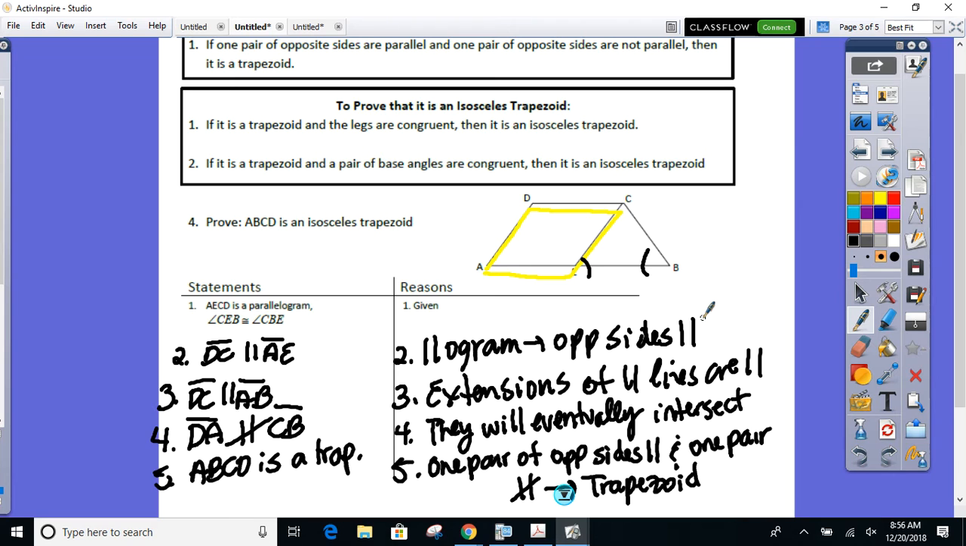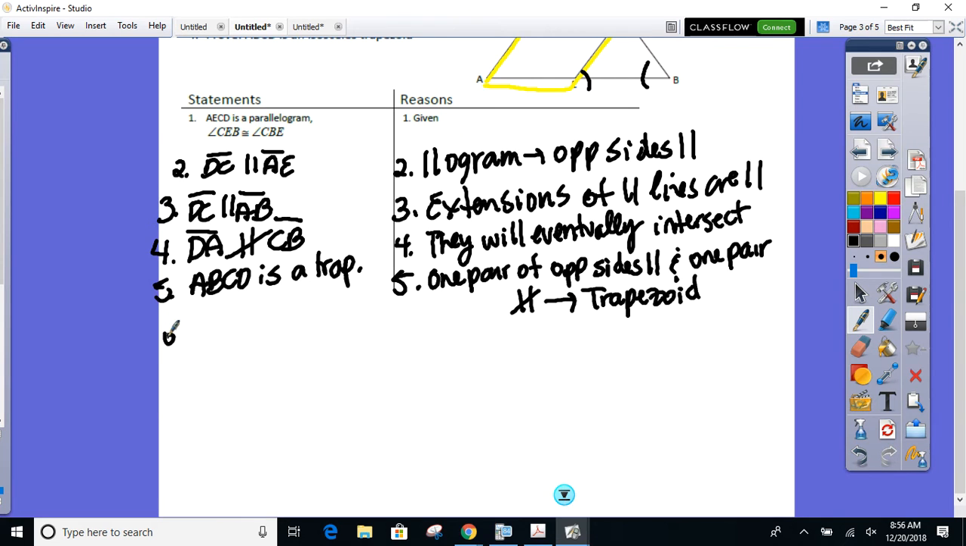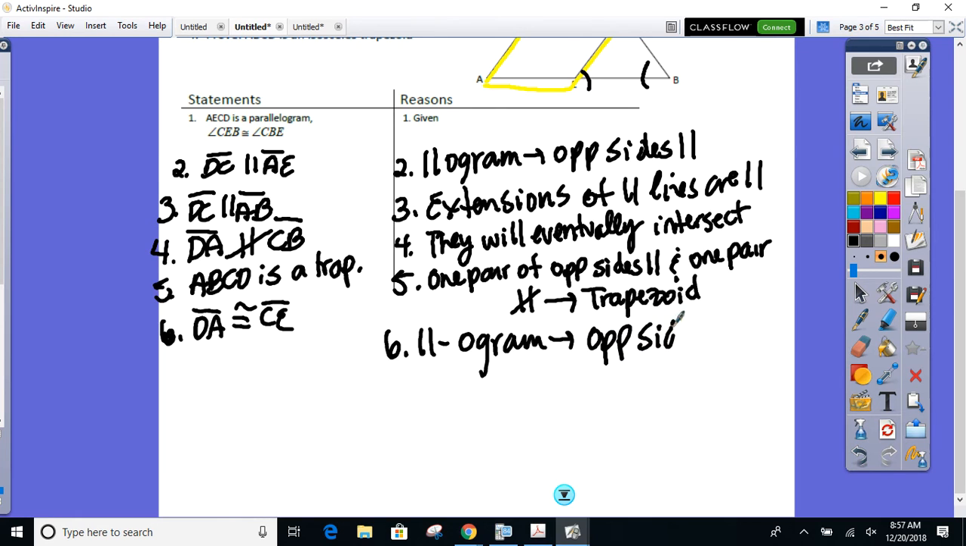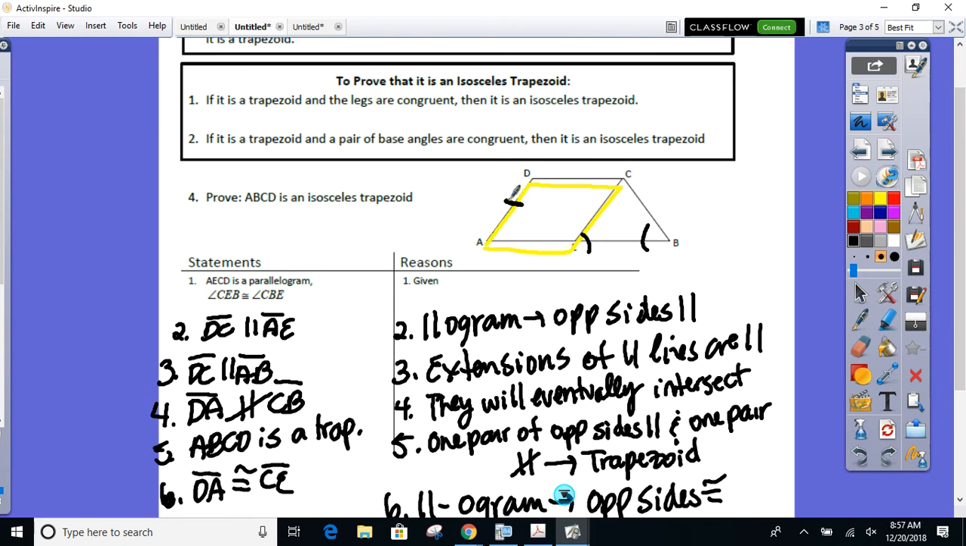Where are you going here, Roman? Okay, you go do that. Okay. Yep, everyone see DA congruent to CE. Parallelogram implies opposite sides congruent. Where's he going with that? He's got these two, but he needs DA and CB to be congruent here.